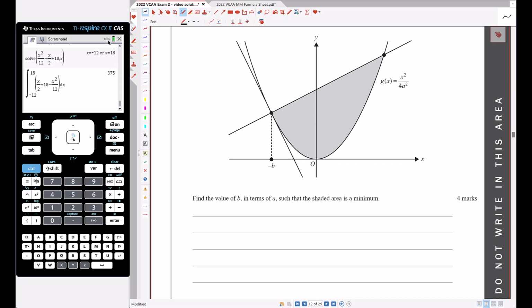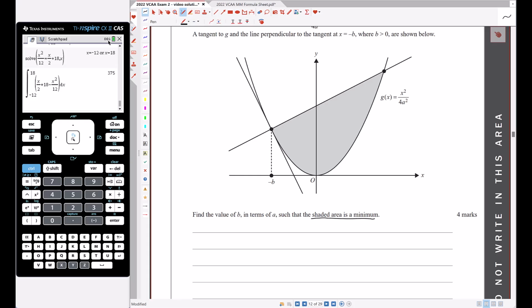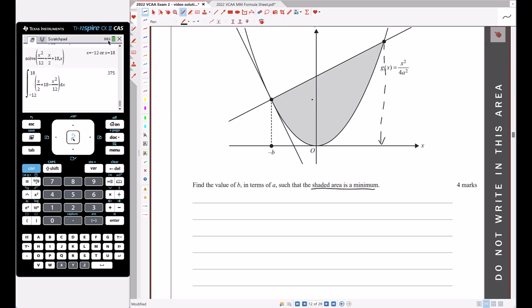Okay, so in order to be able to work out where the shaded area is a minimum, we need an expression for the shaded area first of all, which means we're going to need to work out what this point is here. So we first of all need the equation of the normal at x equals negative b. So the normal at x equals negative b. So I might define this function. So define g of x, g of x is x squared divided by 4 times a squared. Okay, so there's g of x.